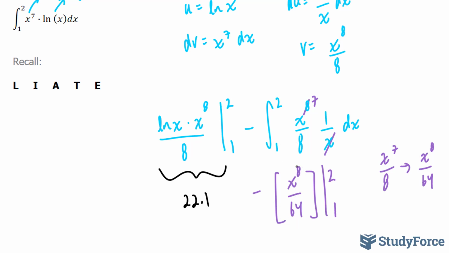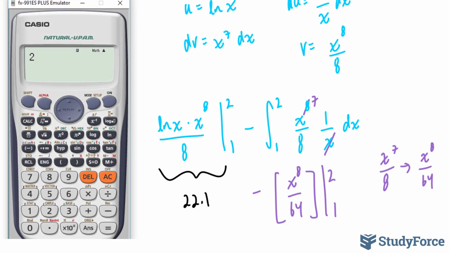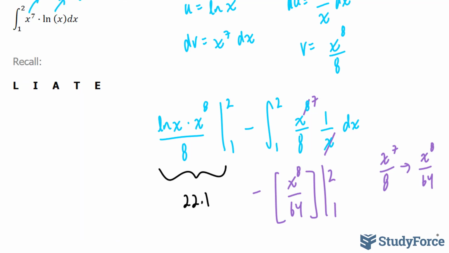And now you're going to do the same thing for this. We'll start off with 2. 2 to the power of 8 divided by 64 gives us 4. Now just keep that number in mind. We're going to do the same thing and at 1. So we're going to subtract this by what we get when we evaluate this at 1. Minus, big bracket, 1 to the power of 8 is 1 over 64. We have 1 over 64. And we're going to take 22.1 and subtract it by this number. 22.1 minus the answer that we just got gives us a total area of 18.11.